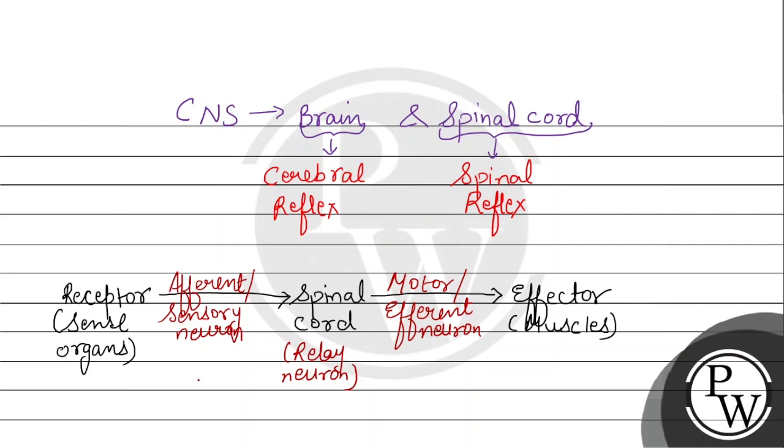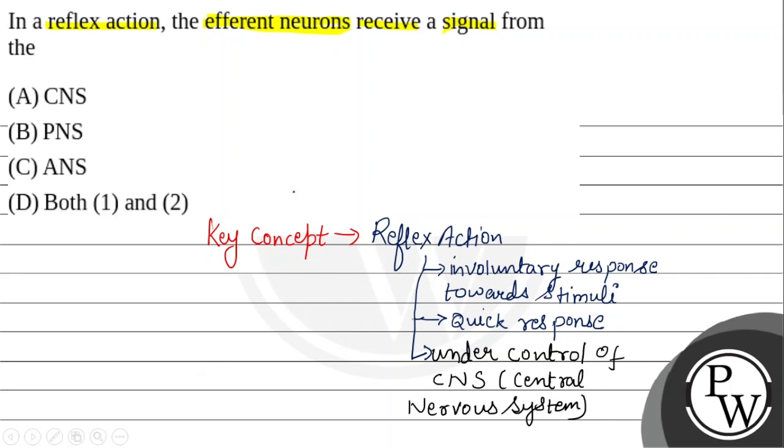So on the basis of this discussion, in a reflex action, the efferent neuron receives a signal from the CNS. The efferent neuron takes the signal from the CNS, which includes the brain and spinal cord, and generally the spinal cord is there. So our final answer is option A.